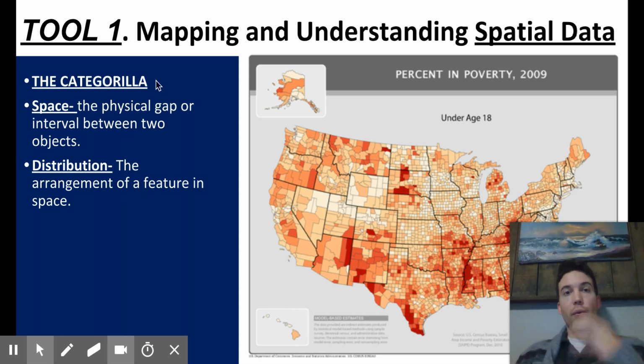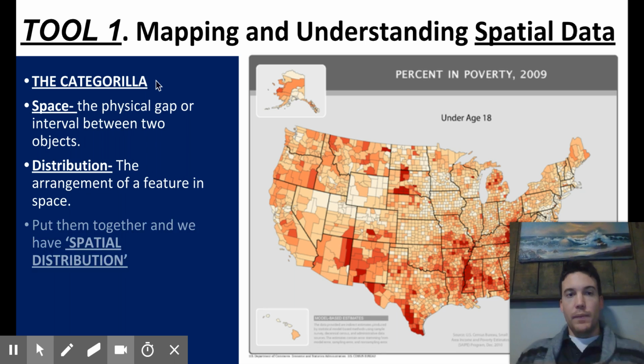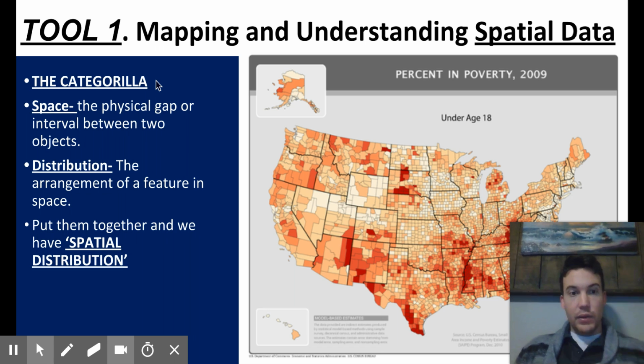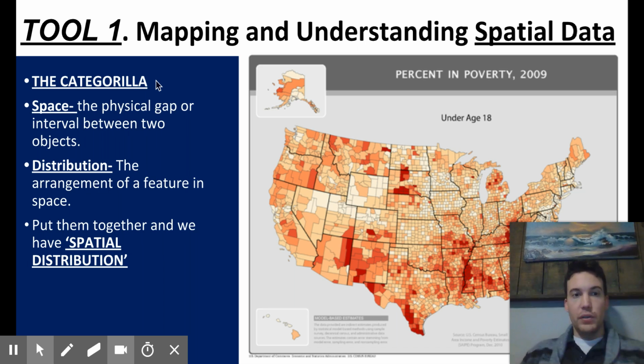You also need to know the word distribution. And distribution is just the arrangement of a feature in space. So if I asked you, how are these red marks distributed on this map, you would give me some pattern or grouping or something like that. So distribution is just how things are distributed over space. And together, that gives us spatial distribution. Spatial distribution is the measurement of how things are distributed over space. Pretty easy. See? Make sure you write all that stuff.